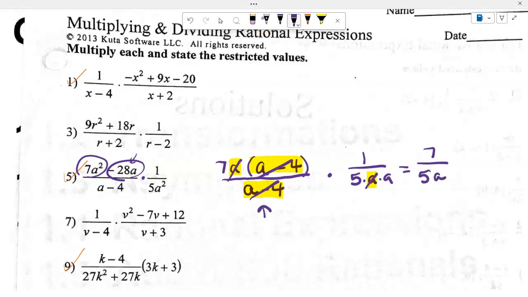And you notice that we still have to talk about our restrictions. It's whatever is going to make this denominator 0. If we put a 4 here, if we put a 4 there, we're not able to divide by 0. So that's our first restriction. And over here, we can't put a 0. So a can't be 0.